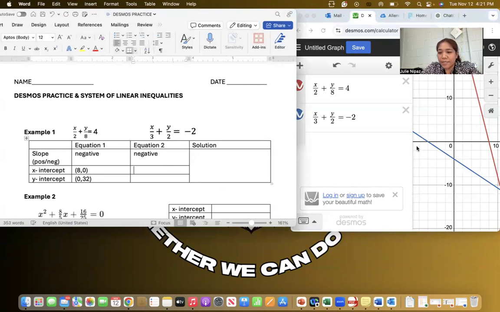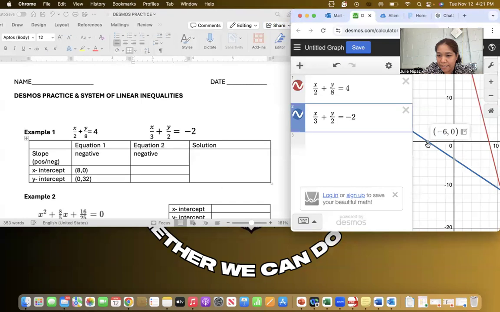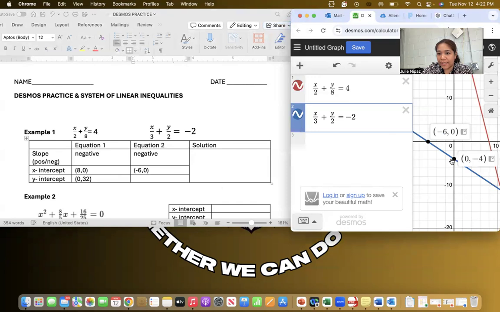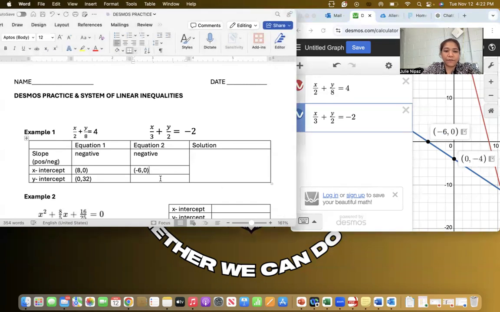Now for the x-intercept, I should be focusing on the x-axis. So the point on the x-axis is this, negative 6, 0. And then for the y-intercept, focusing on the y-axis, on the blue line, that is at 0, negative 4.